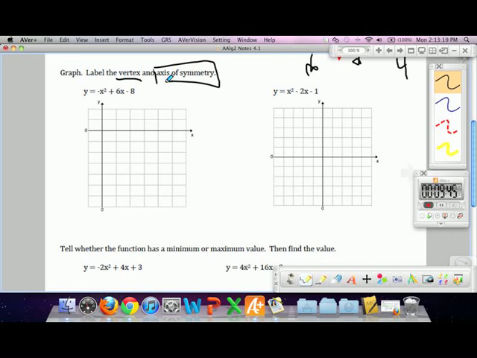How do we find the vertex? Negative b over 2a. So the x coordinate of our vertex is negative b over 2a. Or the opposite of 6.